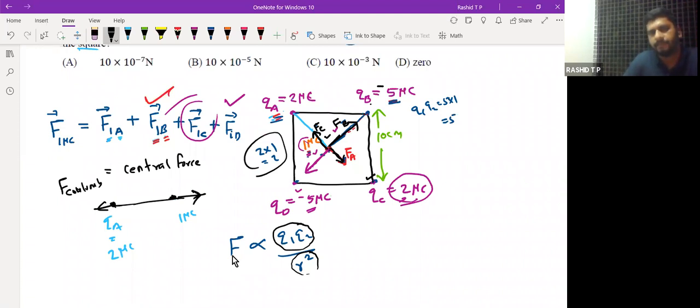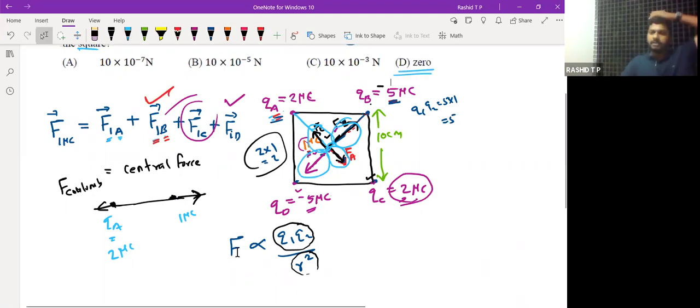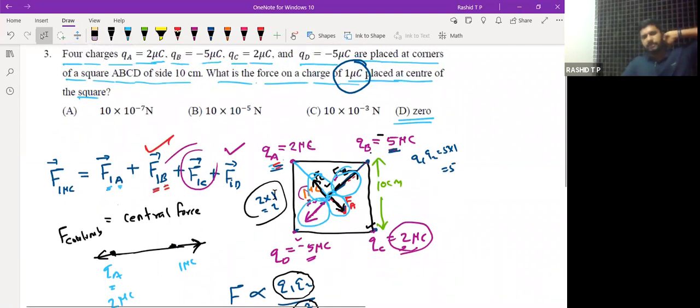Now it is clear that this force and this force cancel, this force and this force cancel. Therefore, the net force experienced by the charge placed at the center, 1 microcoulomb, is 0 force. Actually, in most competitive examinations, if the quantity that is asked is a vector, then without knowing much information, simply by taking the direction, you can predict the answer. You will come to know while doing the problems later. Now, therefore, the answer is 0.